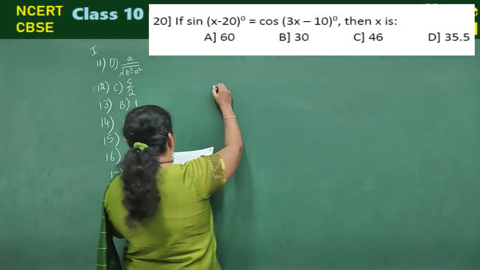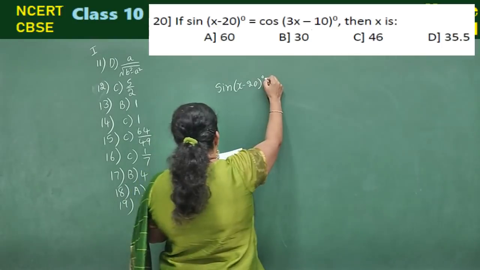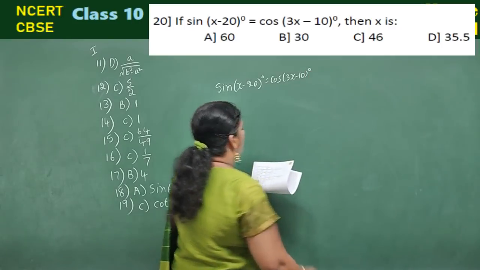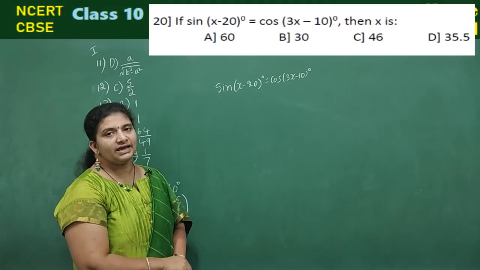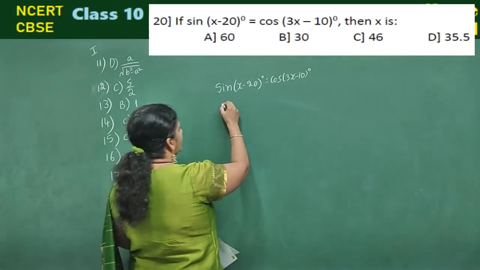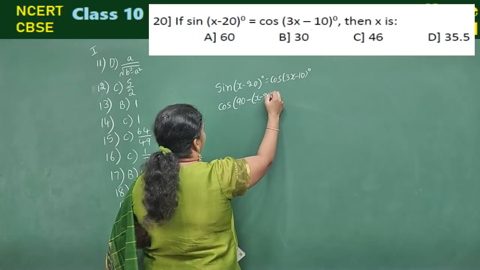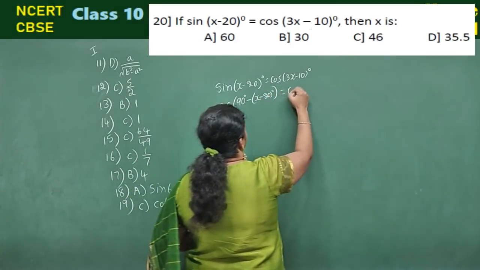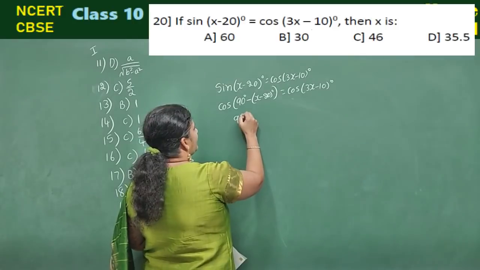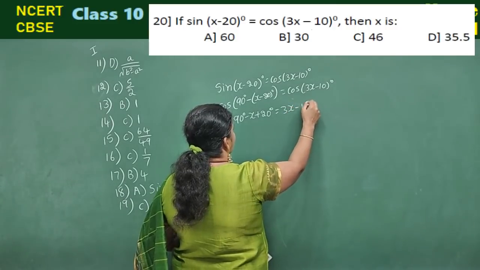20th question. If sine of x minus 20 degrees is equal to cos of 3x minus 10 degrees, then what is x? This I can rewrite as cos of 90 minus (x minus 20 degrees) is equal to cos of 3x minus 10 degrees. Now equate only the angles: 90 degrees minus x plus 20 degrees is equal to 3x minus 10.